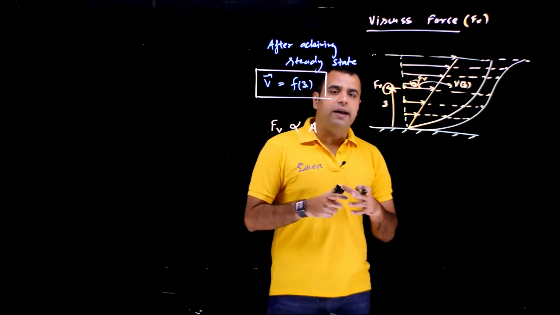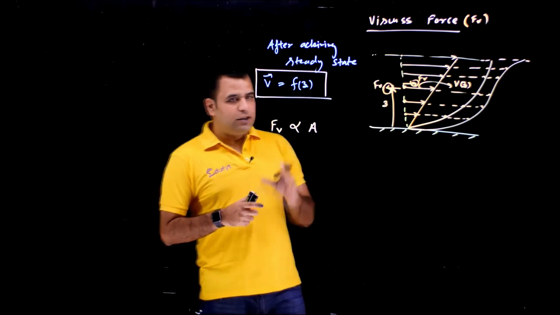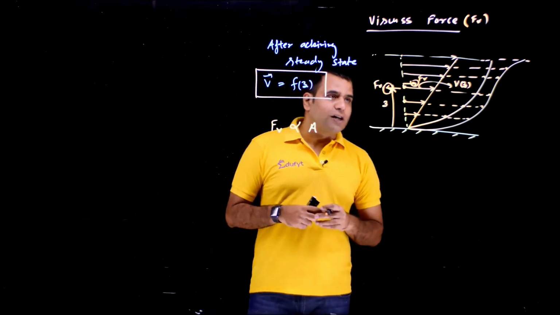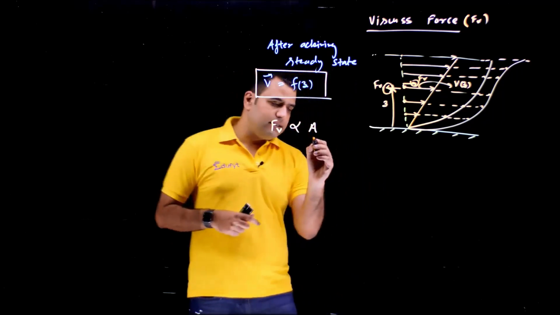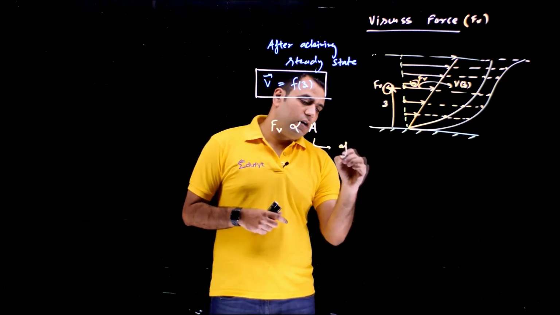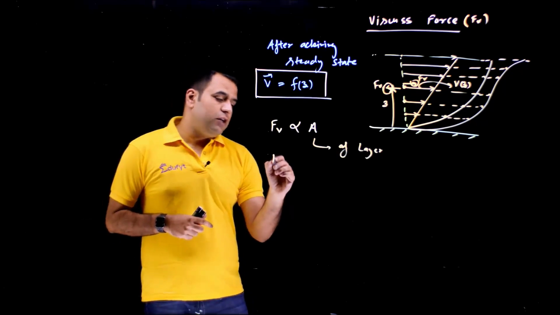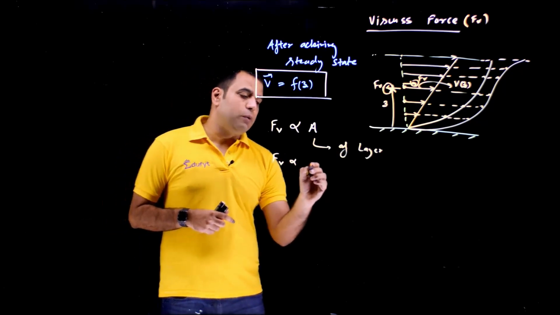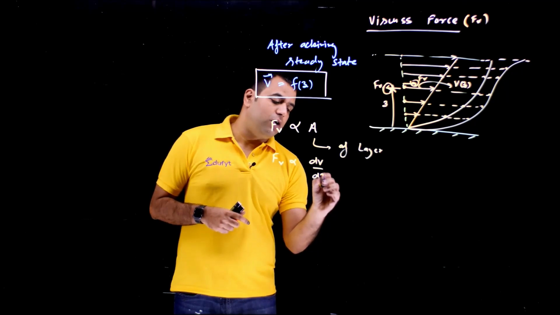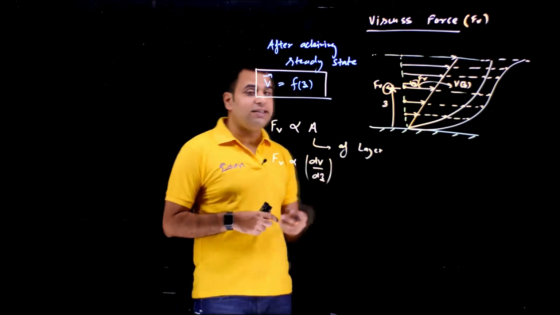And if you are going for a smaller area, the number of particles will be less. So viscous force will be proportional to the cross-section area of the layer. And when you further calculate that, Fb comes out to be proportional to dv upon dz. This is the velocity gradient.